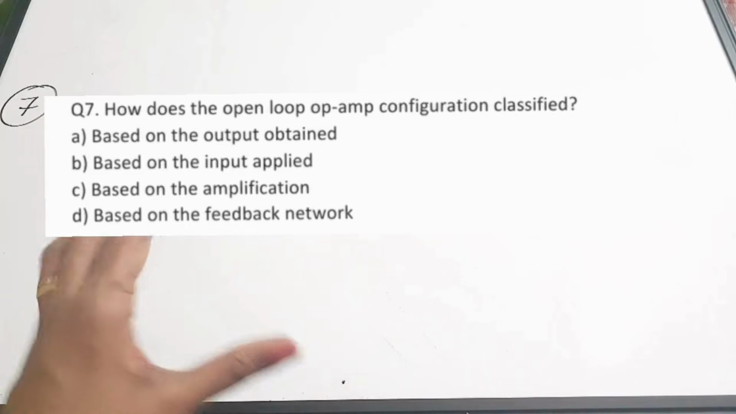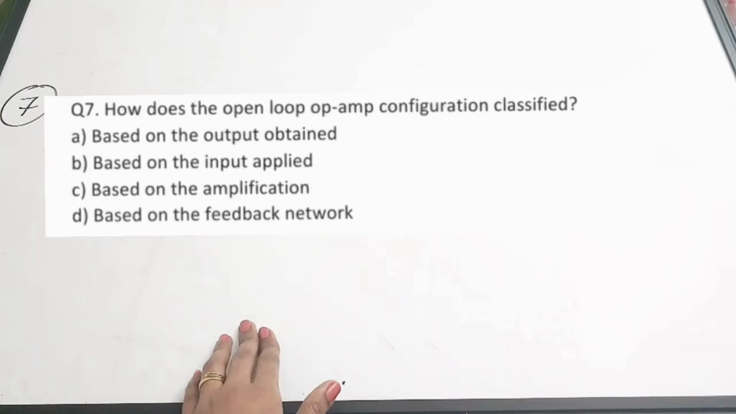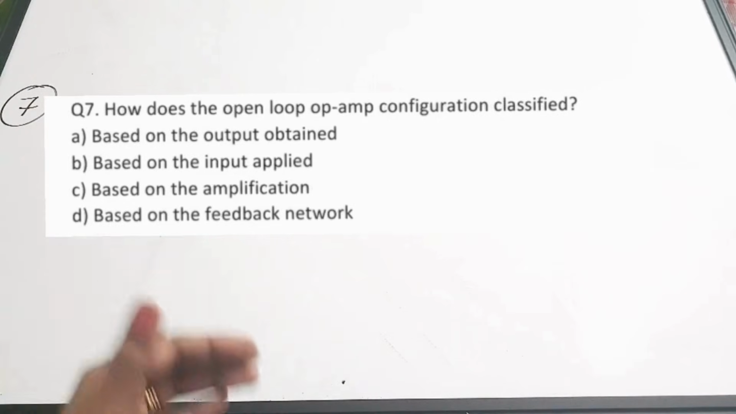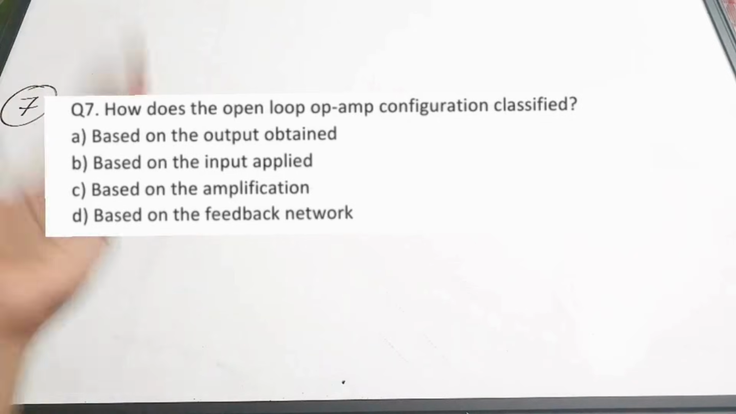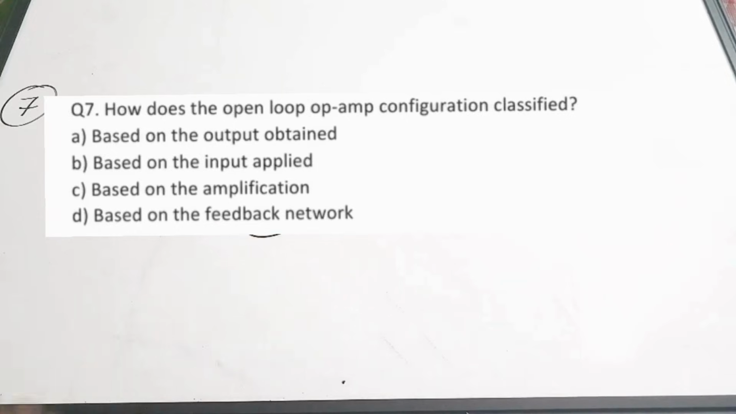So these are the classifications of open loop op-amp configurations. The open loop configurations are classified according to the number of inputs and the terminal to which the inputs are connected. So it depends on the input applied. So the correct option is option B, based on the input applied. Next question, which is the 8th question.